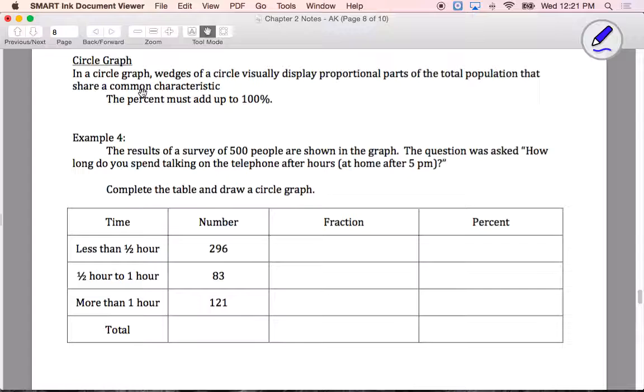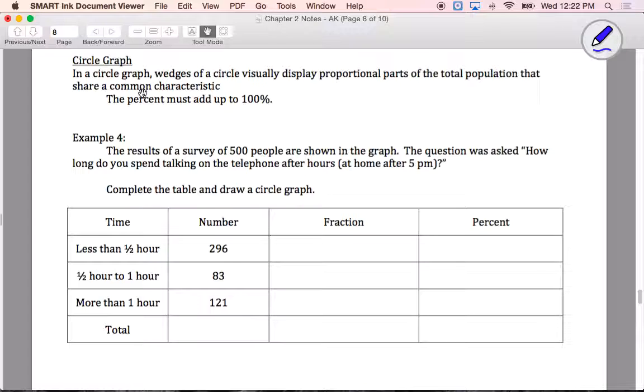So here we have the results of a survey of 500 people, and we're going to give those in graph form. The question was asked, how long do you spend talking on the telephone after hours? Complete the table, draw a circle graph. So we want to make a graph of this information.